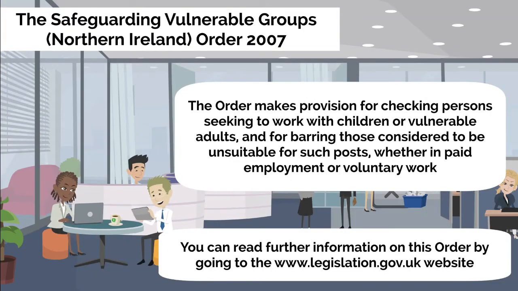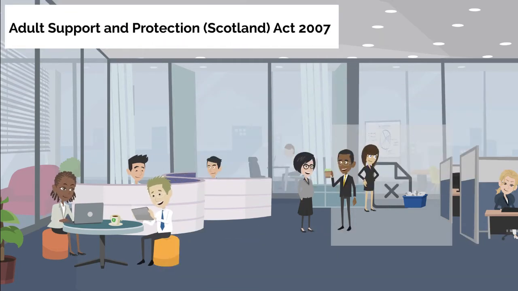The Safeguarding Vulnerable Groups, Northern Ireland, Order, 2007. The order makes provision for checking persons seeking to work with children or vulnerable adults and for barring those considered to be unsuitable for such posts, whether in paid employment or voluntary work. You can read further information on this order by going onto the www.legislation.gov.uk website.